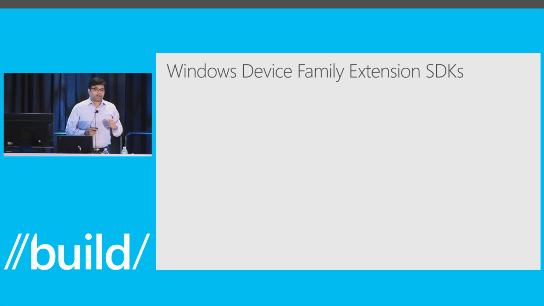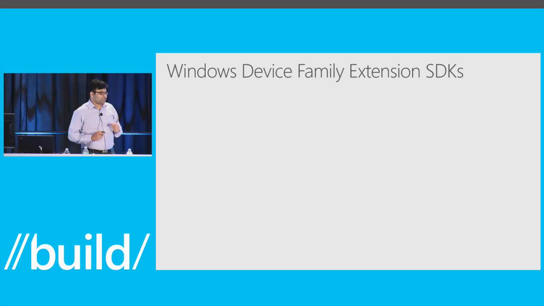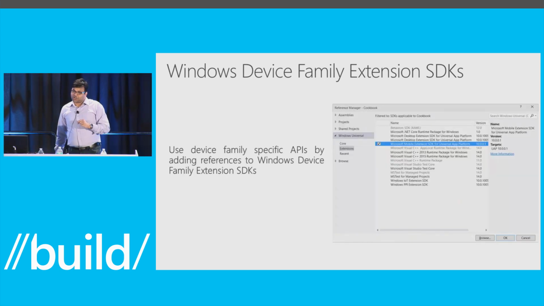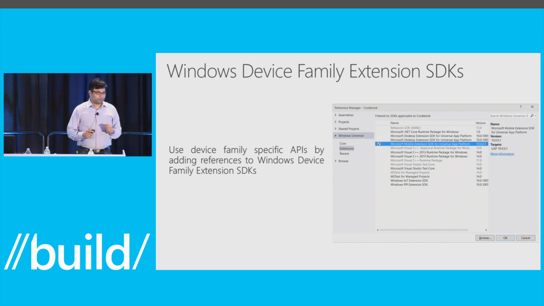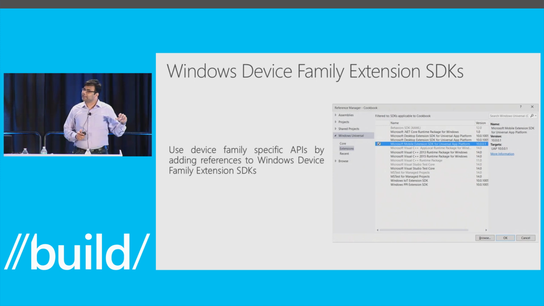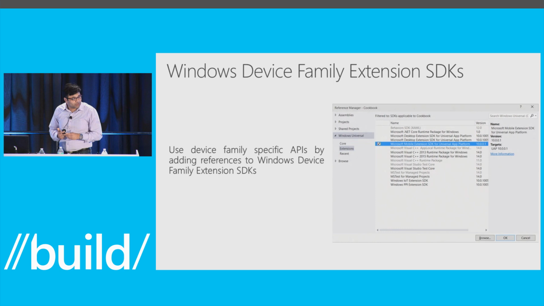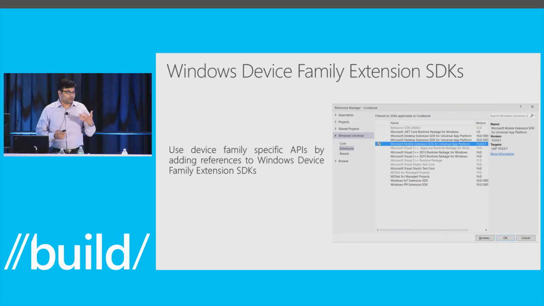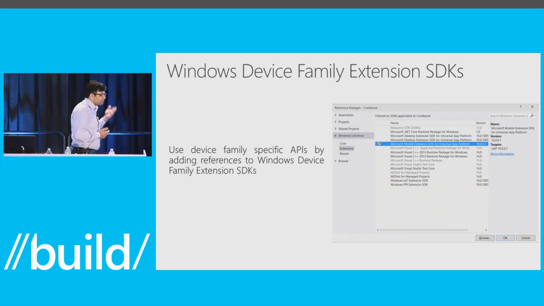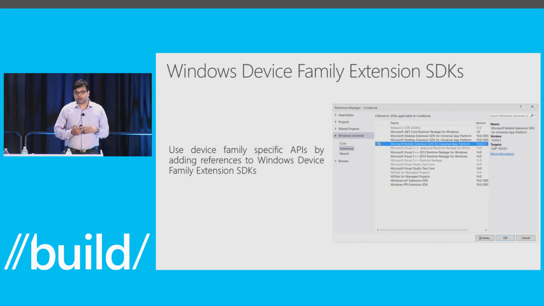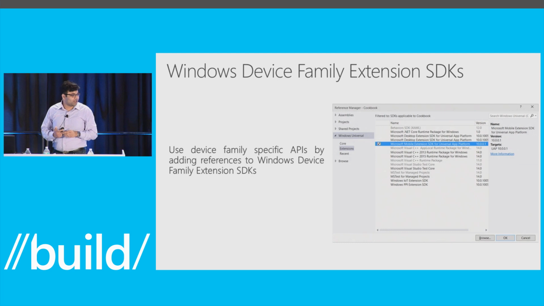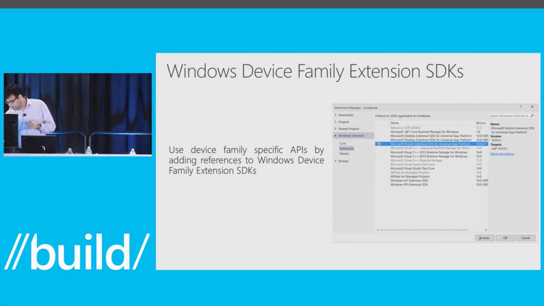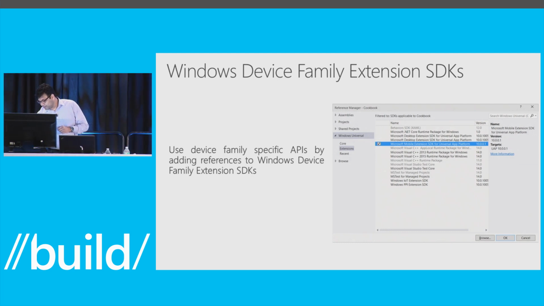Now let's talk a little bit about Windows Device Family Extension SDKs. So as I mentioned, we have a unified developer platform, but there are still some capabilities that exist specific to a target device family, right? And we talked about the hardware button on the phone. To allow developers to actually use these APIs and capabilities which are specific to a device family, we have introduced the concept of device family extension SDKs. Right? So let's actually go to Visual Studio and take a look at that.